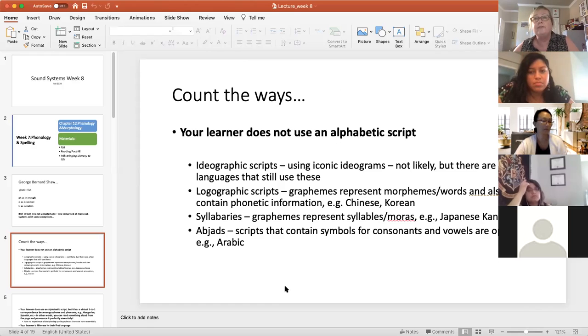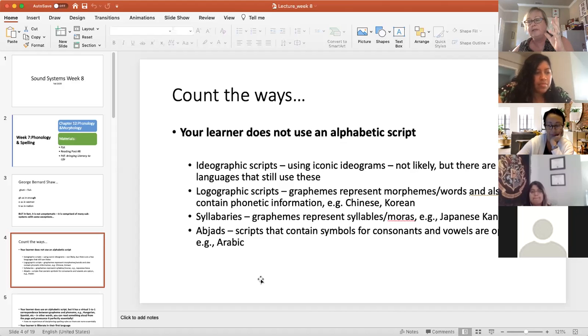Sarah. So, but they're not very common anymore. They're like the really old iconic ideograms. You'd really have to have a learner whose first language was a native Indian language or something to have those. Logographic scripts, however, are much more common. Chinese, Korean, they represent a morpheme or a word, and then they also contain phonetic information in that as well.